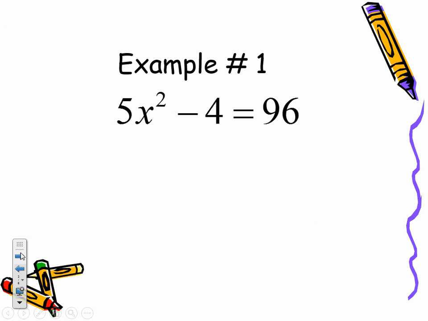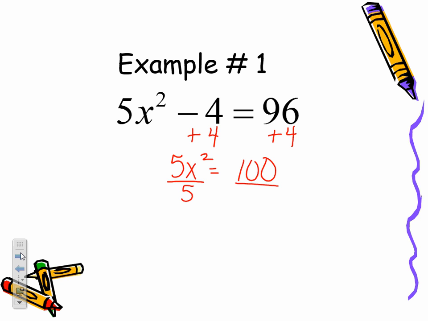Here's our first example. 5x squared minus 4 equals 96. If you're going to solve for x, your job is to try to get x isolated or by himself. So the first thing I would do is add 4 to both sides here. You get 5x squared equals 100. And then you would want to divide by the 5. You'd have x squared equals 20.